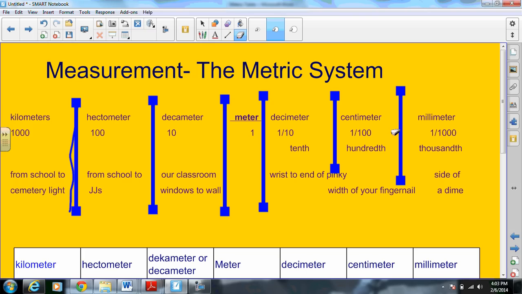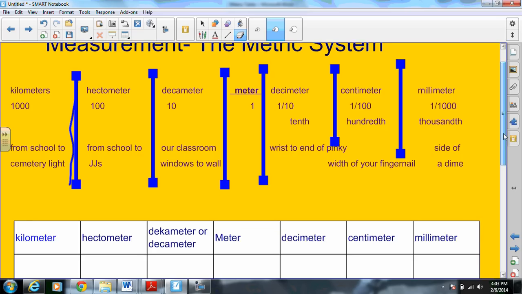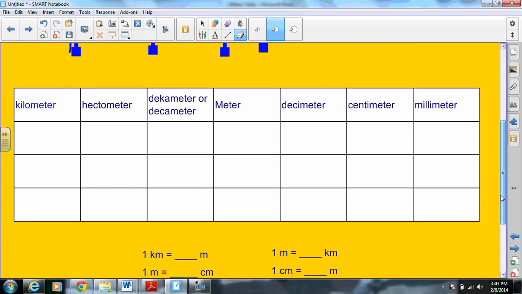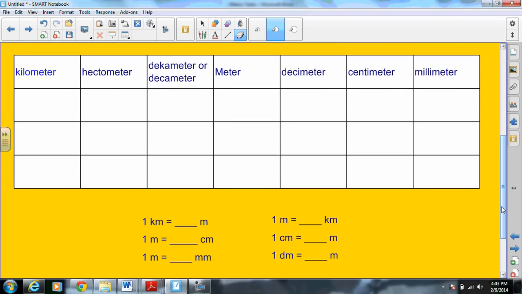And a millimeter is 1/1000th of a meter. That means it's broken up into 1,000 equal parts, and it's about the width of the side of a dime. So, what I want to talk about today is how you figure out equivalency, how many meters are equal to how many kilometers, and so on.